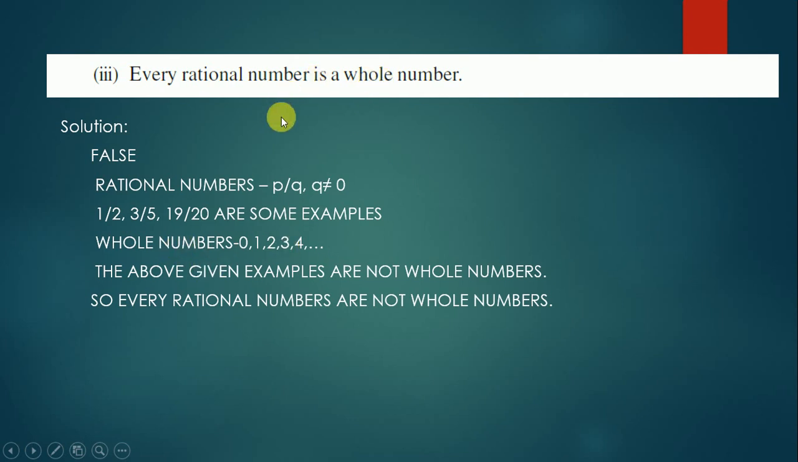But the reverse case, every whole number is a rational number. You can check. You can write the whole numbers, and each and every whole number can be represented as a rational number. How? 0 by 1, 1 by 1, 2 by 1, 3 by 1, 4 by 1. All are rational numbers. So, every rational number is not a whole number, but every whole number is a rational number.